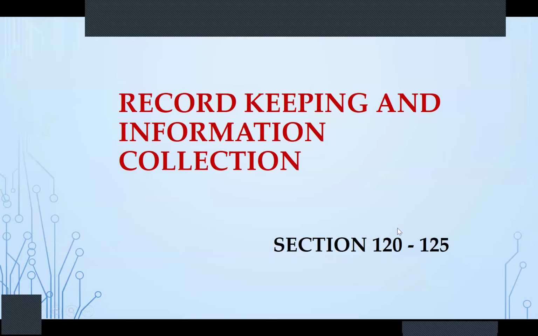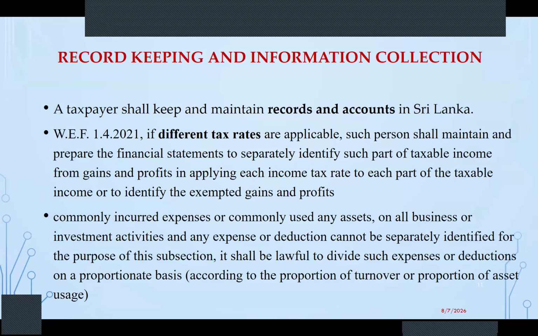Then from section 120 to section 125, we have record keeping and information collection provisions. So the Act says how you should maintain your records and accounts, because all tax liabilities are based on the accounts and records. Therefore, the taxpayer should keep and maintain all relevant documents and records in their organization.